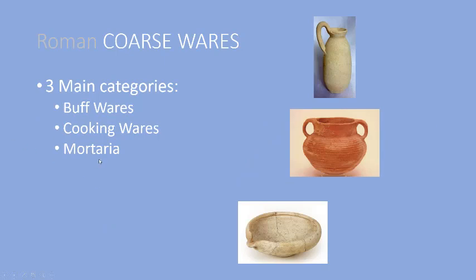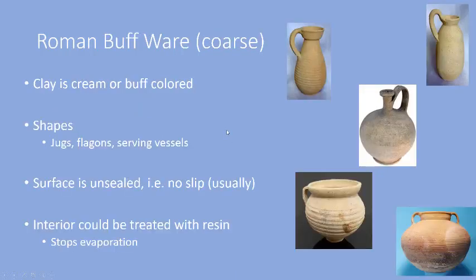Roman coarsewares, of course, they, like any other culture, had coarsewares. Here's the ribbed pot that I showed you in the first slide. And here's a couple other examples of coarse vessels. Again, everyday sort of use stuff.